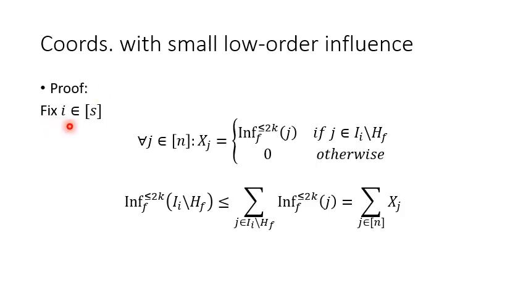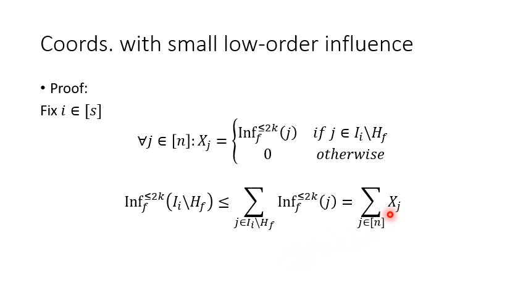So let's fix some part I and define for all coordinates j, xj to be the low order influence of j if j is in this set. Otherwise, let's fix it to 0. Now we can upper bound the influence of this set by summing the influences of the individual coordinates from this set. So this inequality holds because influence upholds subadditivity, as we've seen in a previous corollary.